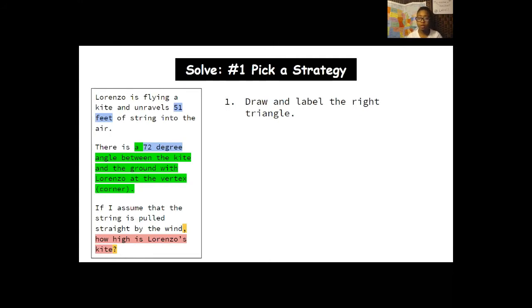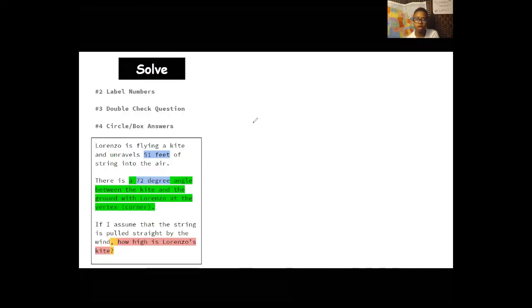So the first thing we're going to do, we're mapping out our strategy now. We're going to draw and label the right triangle with the numbers this time instead of just the variables. Then we're going to determine which trig function to use, whether sine, cosine, or tangent. So let's draw our triangle, remembering that it is a right angle.